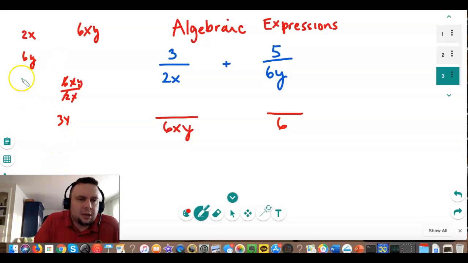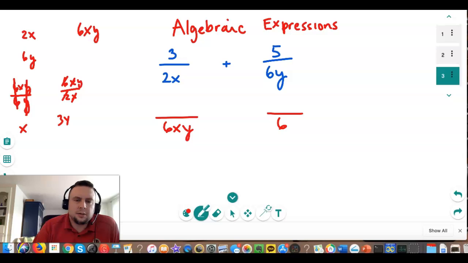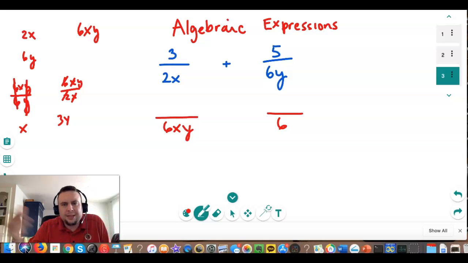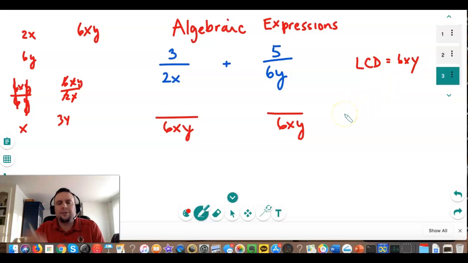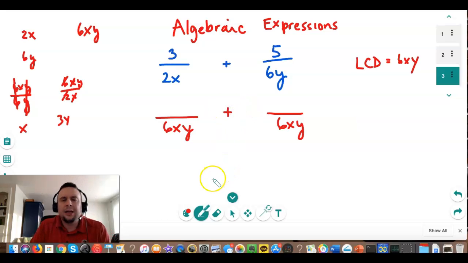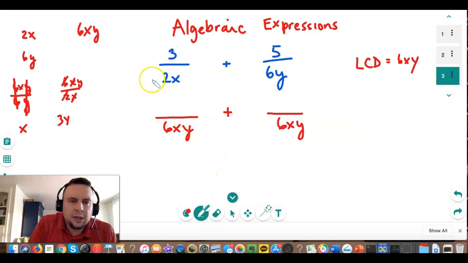Okay? And then we have 6xy is also divisible by our other one, 6y. 6 divided by 6, that's 1. Y divided by y, that's 1. So you're left with just x. Okay? Now, that plays into what we got. Well, we both want them to be 6xy. That's the LCD. LCD, least common denominator, equals 6xy. Okay? First thing you have to do, find the least common denominator. Second thing you have to do is figure out 2x times something gives me 6xy.